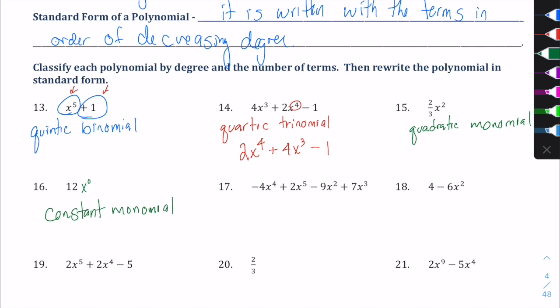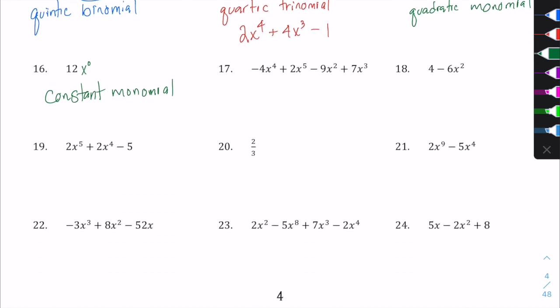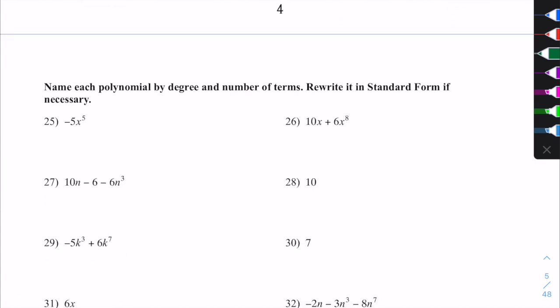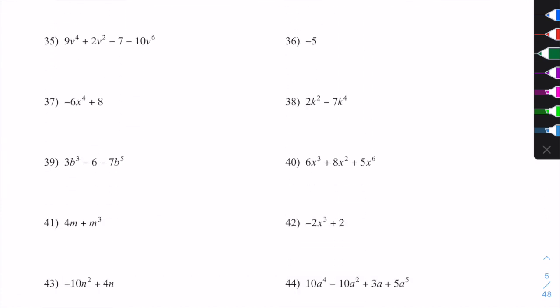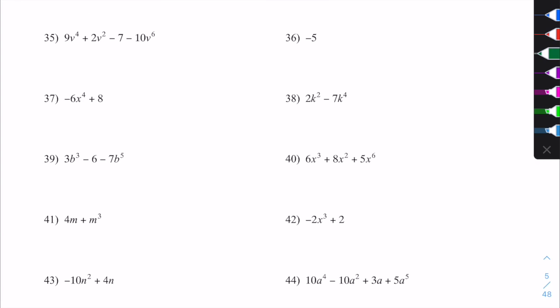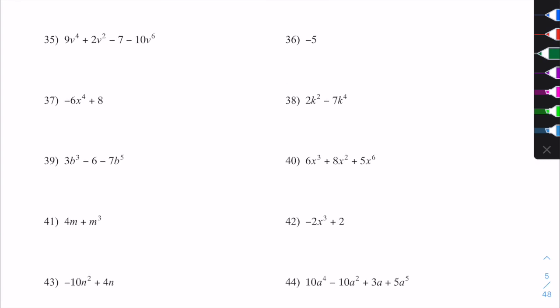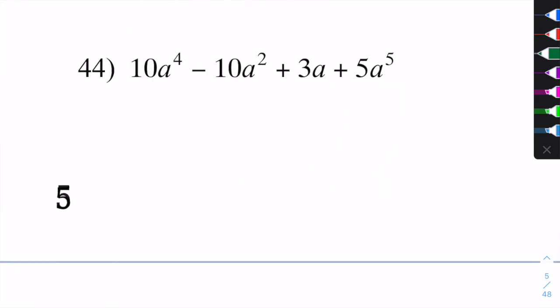Okay, lots more examples that you can definitely try on your own. Let's look for something that maybe is a little fun here. Let's go ahead and try 44. Okay, I'm looking at all the variables and their exponents, and I see this one has a 5 there. So that makes it a quintic. How many terms? There's 1, 2, 3, 4. Okay, so there's 4 terms. That's over our 3, so we're just going to call it a polynomial.